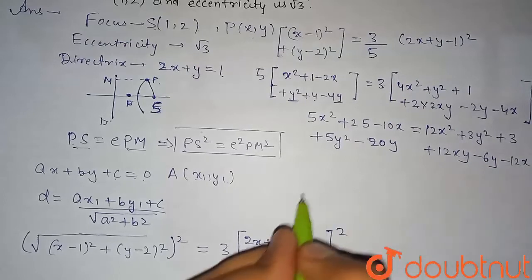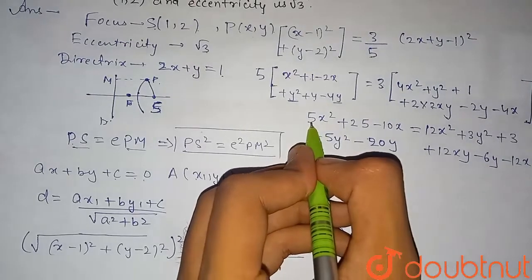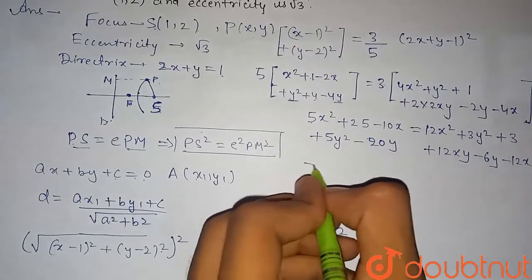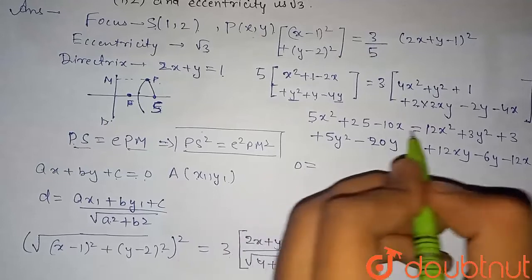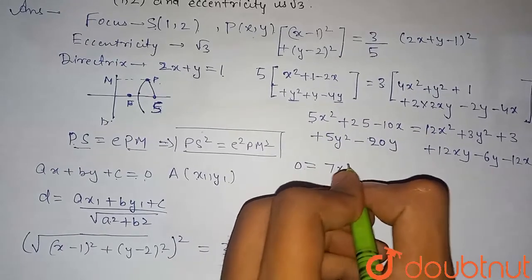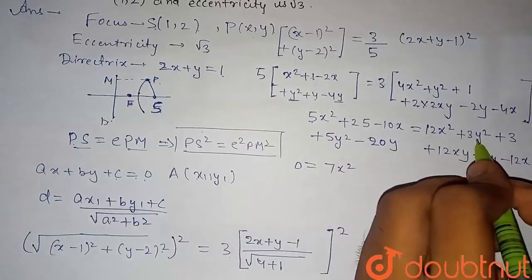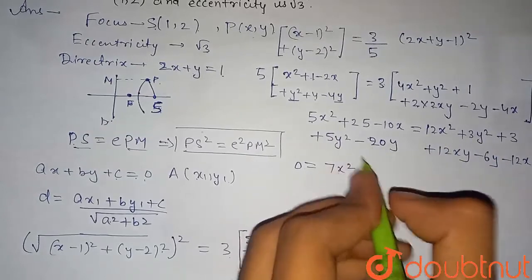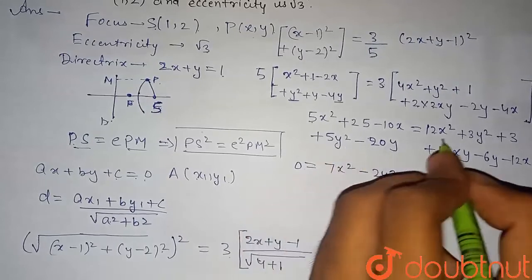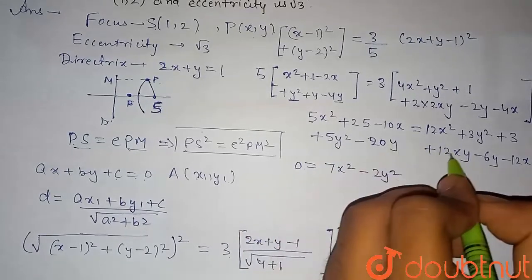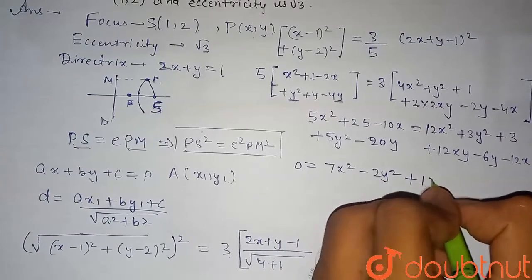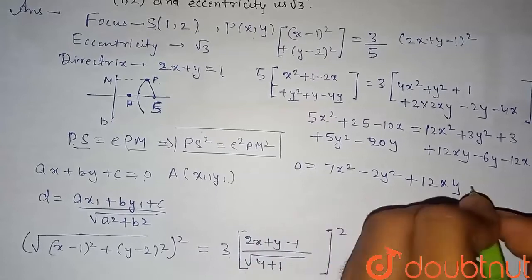So if we rearrange this whole equation, taking all the terms on this side so this equals 0, that is 12x square minus 5x square, so that will be 7x square. Here this will be 3y square and 5y square, which results in minus 2y square after taking this 5y square on this side. And this xy term, that is 12xy, we can write as it is, so this will be 12xy.